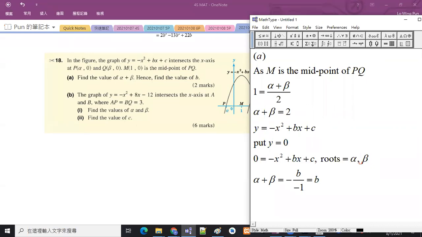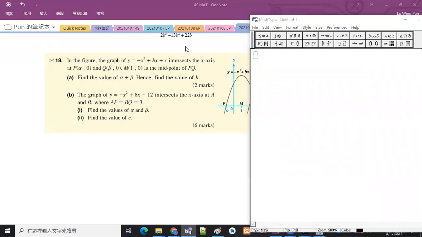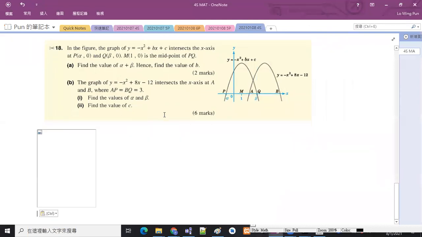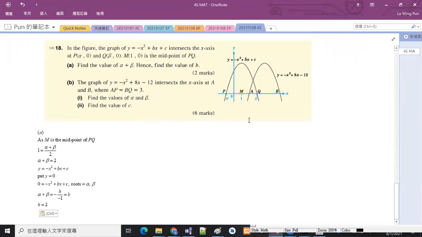But we have already found that alpha plus beta is equal to 2. Therefore, we can easily say that b is also equal to 2. So that is the answer of part A. Can you get this?